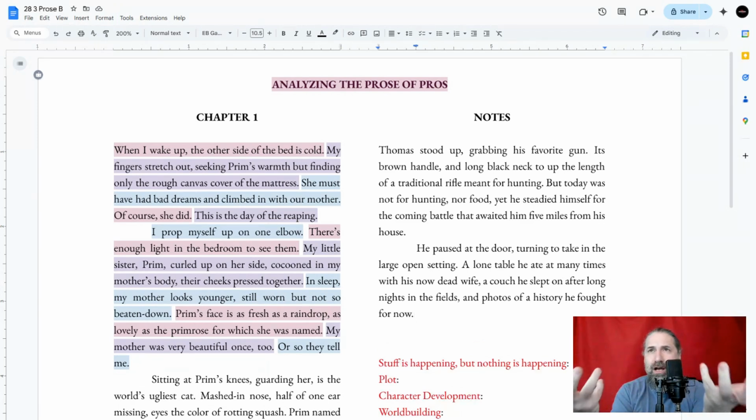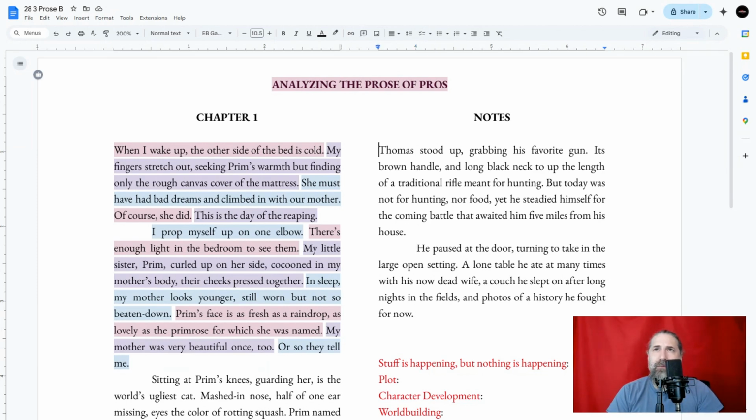Now we have to describe the setting. A lone table, but again, it's not description for description's sake. Why is he specifically noticing these things? A lone table he ate at many times with his now dead wife. We're explaining stuff. A couch he slept on after long nights in the fields, world building and character development, and photos of a history he fought for, now motivation, stakes. Okay, so that is what movement looks like.